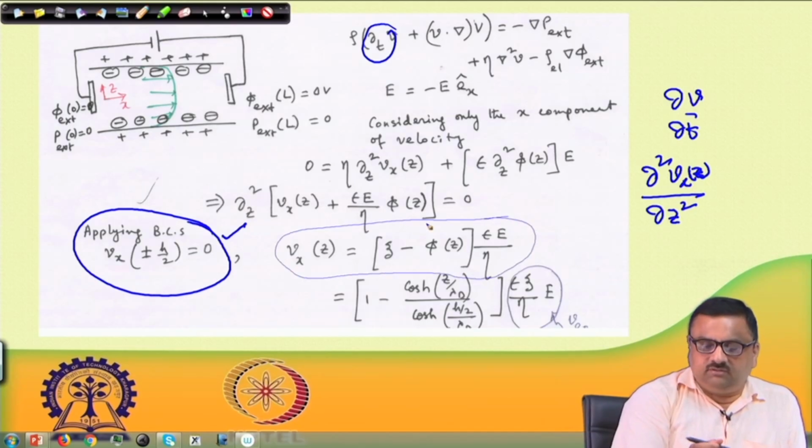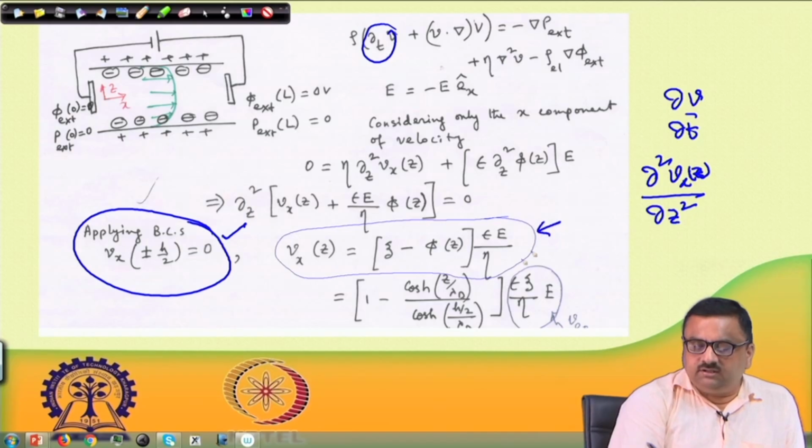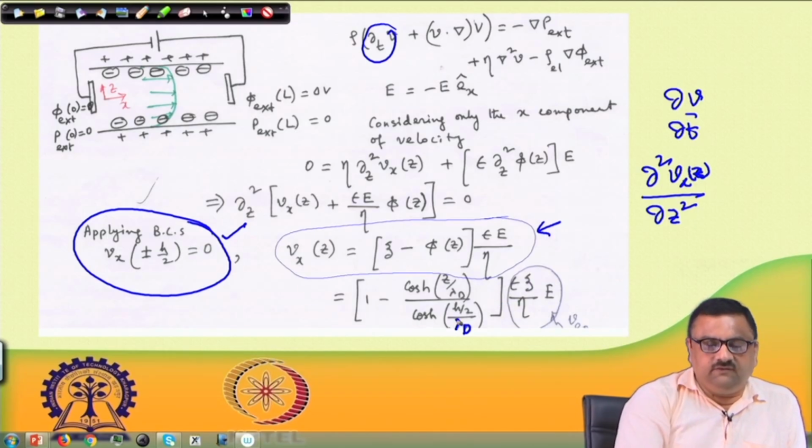So, this is the solution one ends up with. With this solution, in the last slide we have already derived phi z as zeta into cosh(z by lambda D) divided by cosh(h by 2 divided by lambda D). This is something we have already established. So, we are now just putting it here, and we are taking this zeta outside, and this becomes the expression for V x z.